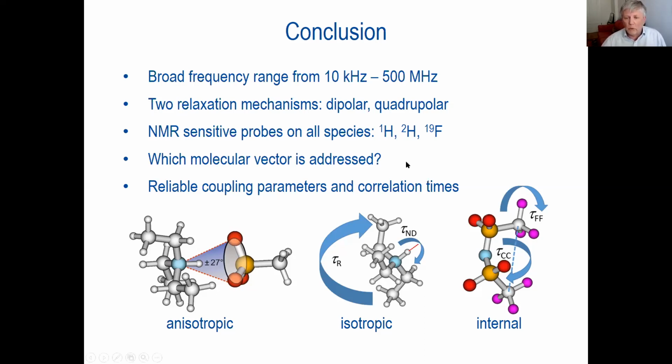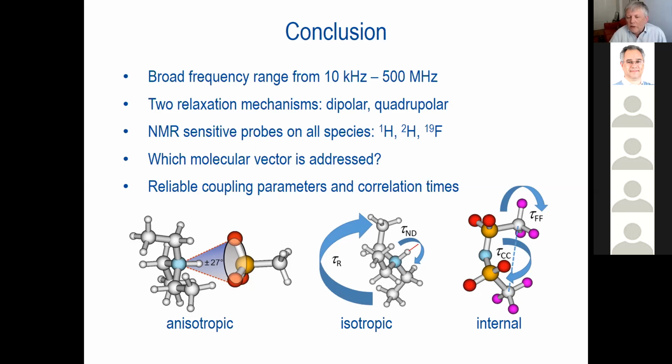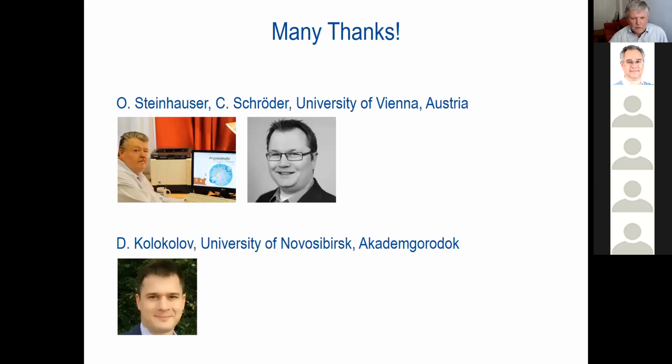And of course, it's always helpful, as shown in this case, to have as many NMR-sensitive nuclei as possible. But the key question is really which molecular vector is addressed, where is the vector, and what kind of motion is this vector describing? The dipole-dipole vector, or the main component of the electric field gradient tensor in the quadrupolar relaxation case. And then at the end, you can get reliable coupling parameters, correlation times and diffusion coefficients. Then fast field cycling relaxometry is really a very mighty method, right?